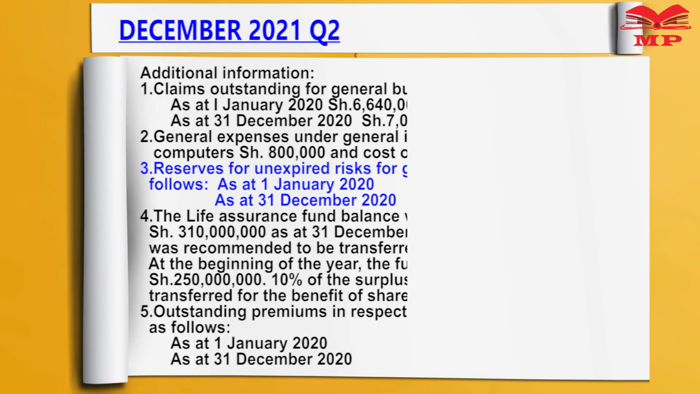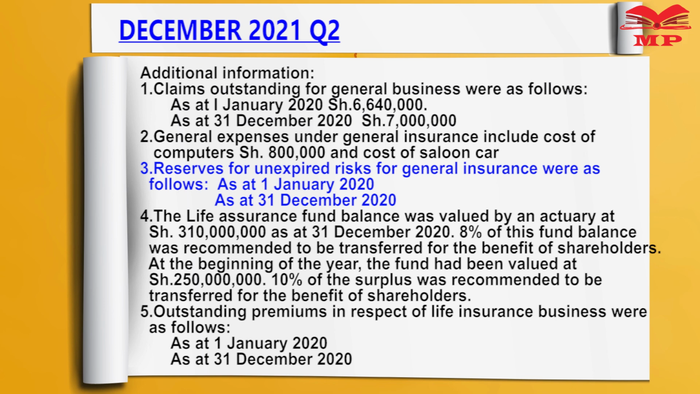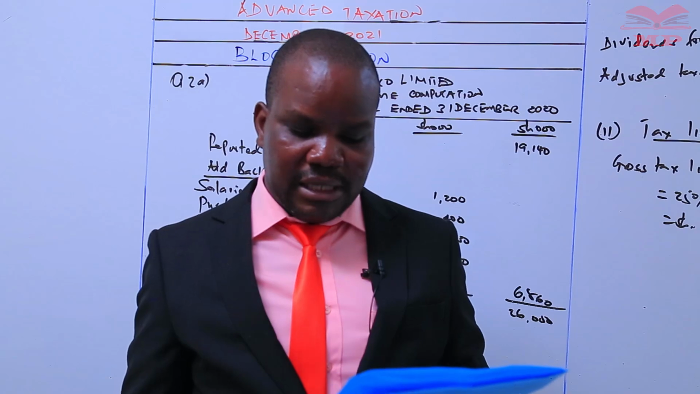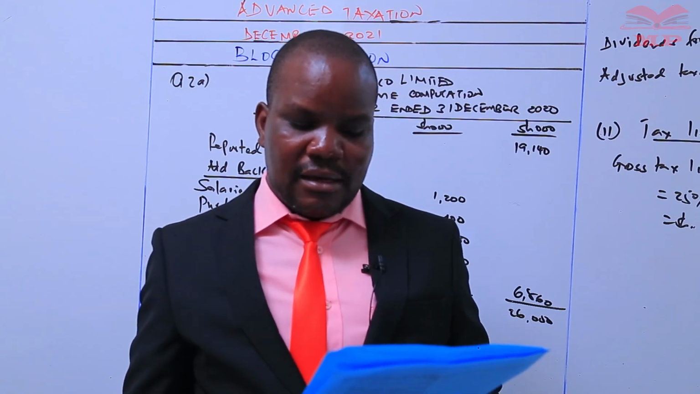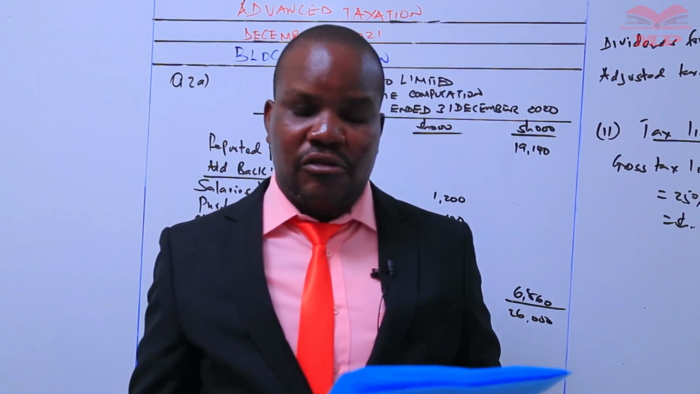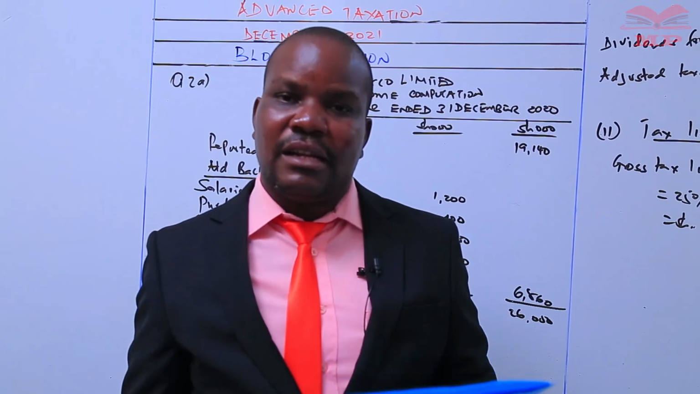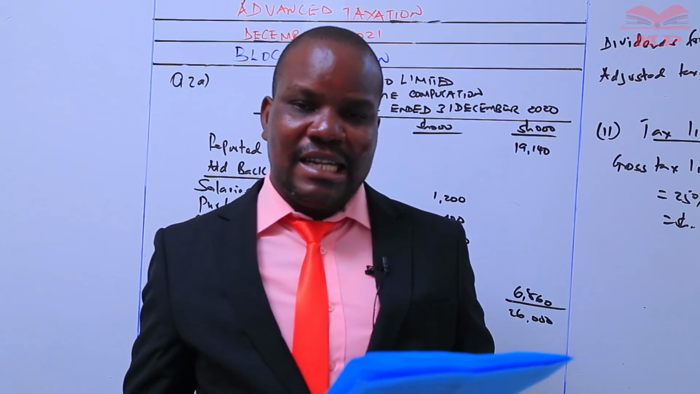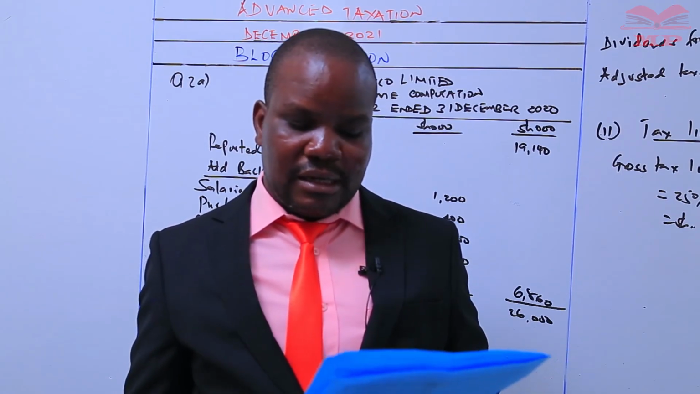3. Reserves for unexpired risk for general insurance was as follows. That is provision for unexpired insurance. As at 1st January 2020, 3.24 million. Then as at 31st December 2020, 6.2 million shillings. Remember, in taxation of insurance business, an increase in reserve or provision for unexpired risk is treated as an allowable expense, while a decrease in the same is treated as a taxable income.